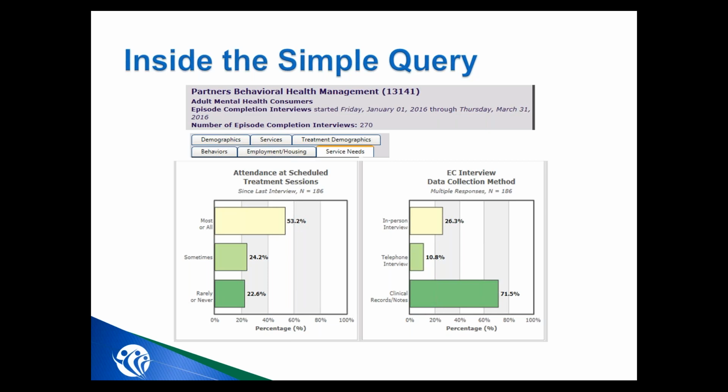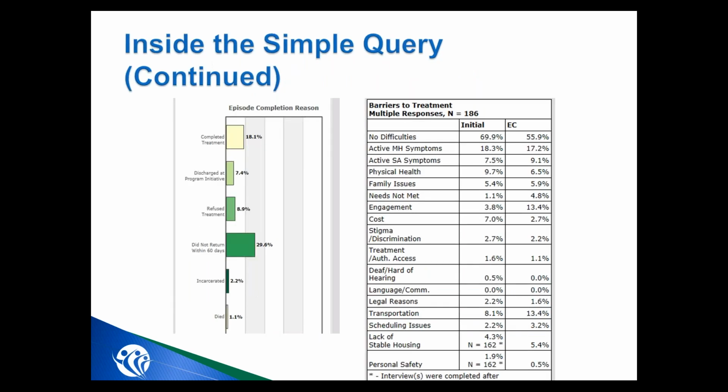Provider agencies and LME/MCOs can use the simple query report to support outcome measures requirements and for accreditation and monitor service outcomes. So the simple query report only allows you to select one consumer group as well as the interview type. The simple query report covers many indicators such as attendance at scheduled treatment, episode completion data method, episode completion reason, and barriers to treatment. So these are just some screenshots of what those sections look like in that report. Really neat report. It allows you to really get an awesome picture, and it automatically generates the graphs for you. So it's an awesome report to use for your outcomes and really get an awesome picture of how well all your consumers are doing for particular services and so on.